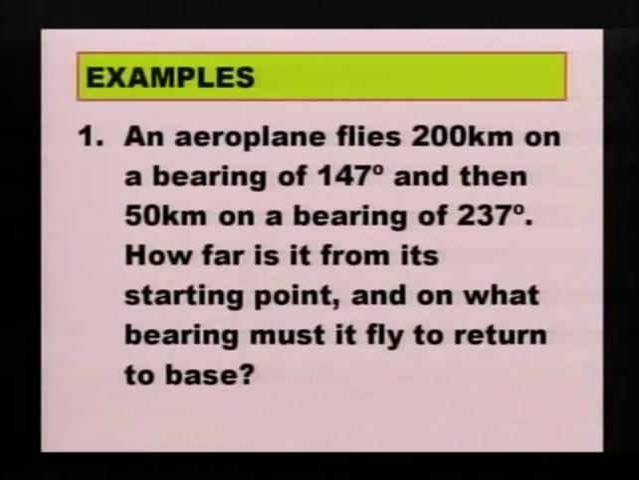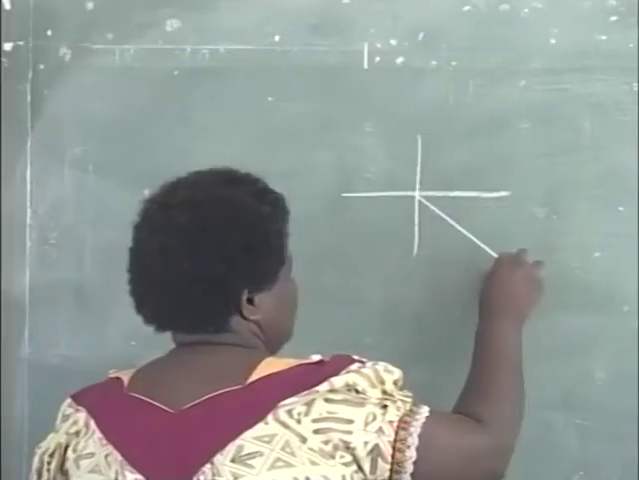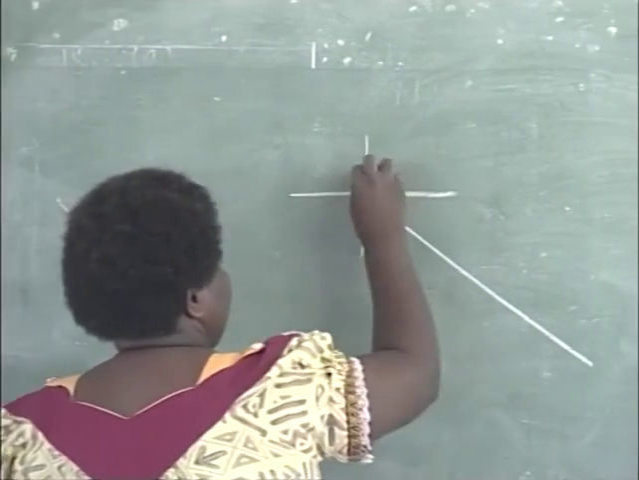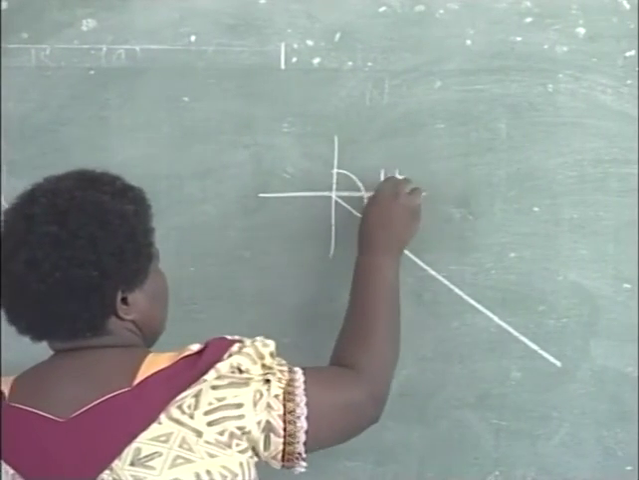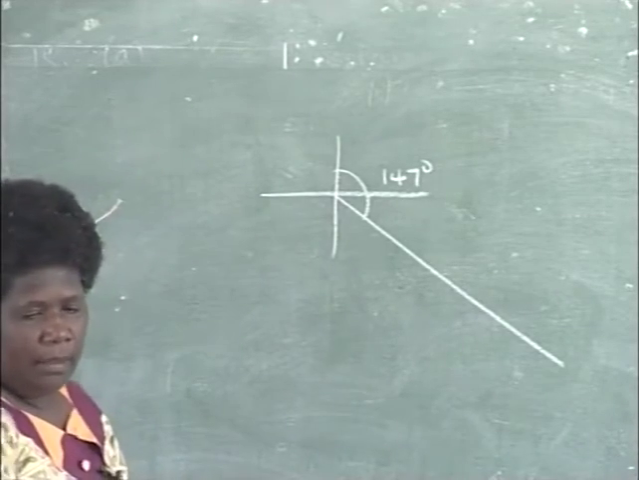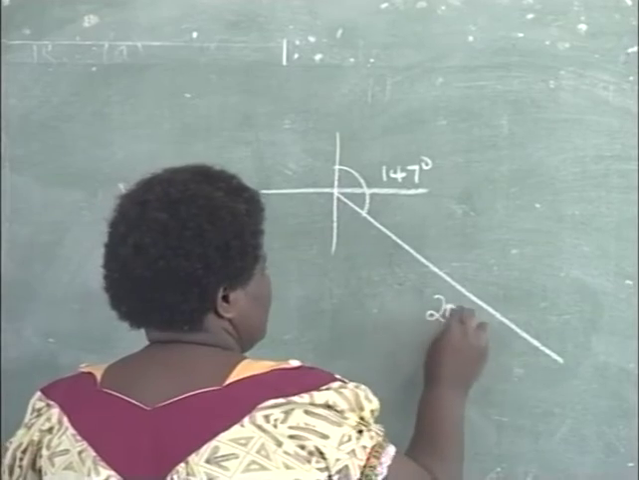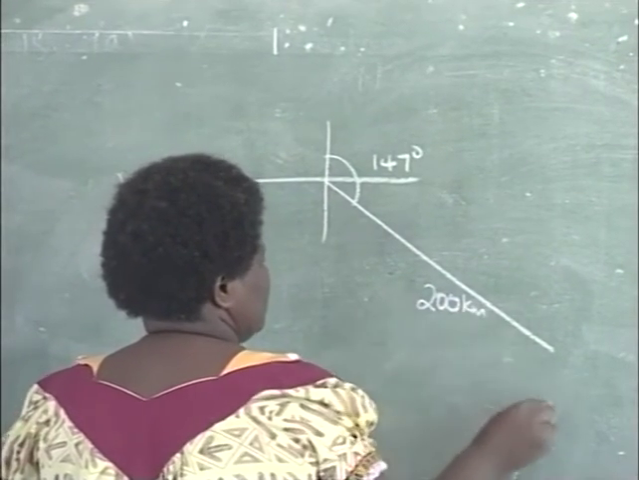Okay, an aeroplane flies 200 kilometers on a bearing of 147. 147 is 57 degrees more than 90, so 90 plus 57. So the plane flies in this direction. It's 147 degrees, and it flies a distance of 200 kilometers.